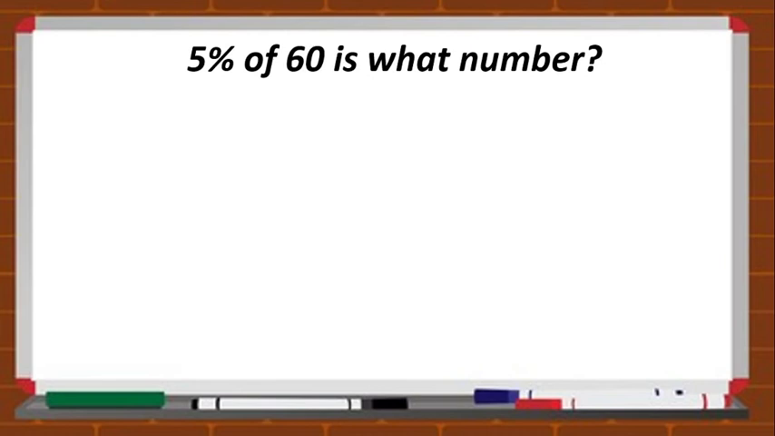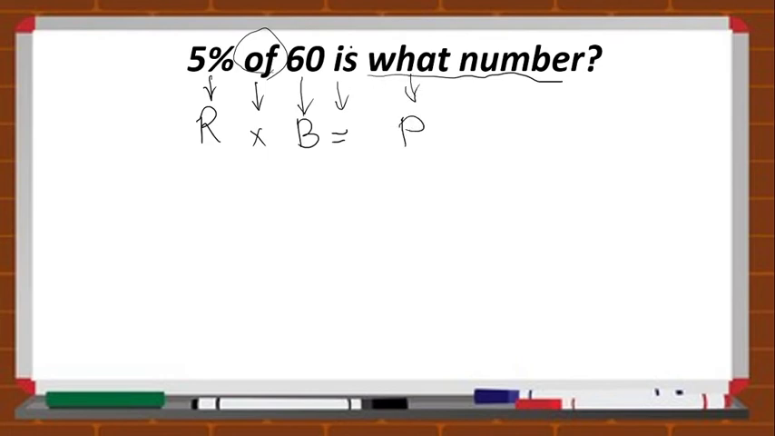5% of 60 is what number? So this time, the first step is to identify the elements. 5% will be our rate, okay? And of can be written as a times sign. 60 will be our base because it is written after the word of. And is can be expressed as equal. And what number will be our percentage because it is found after the word is.